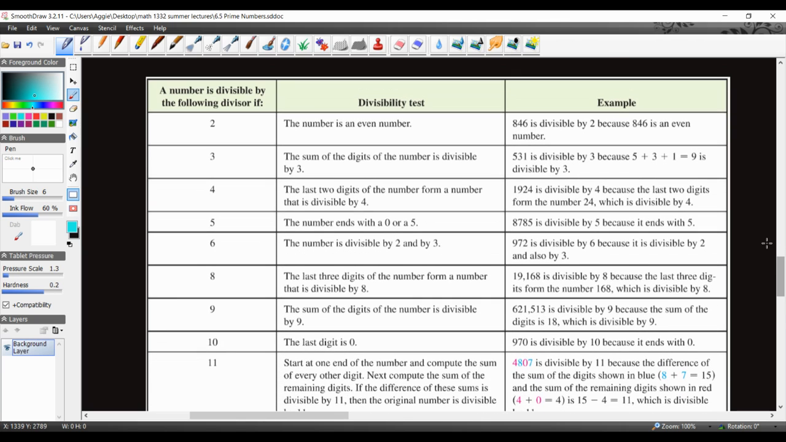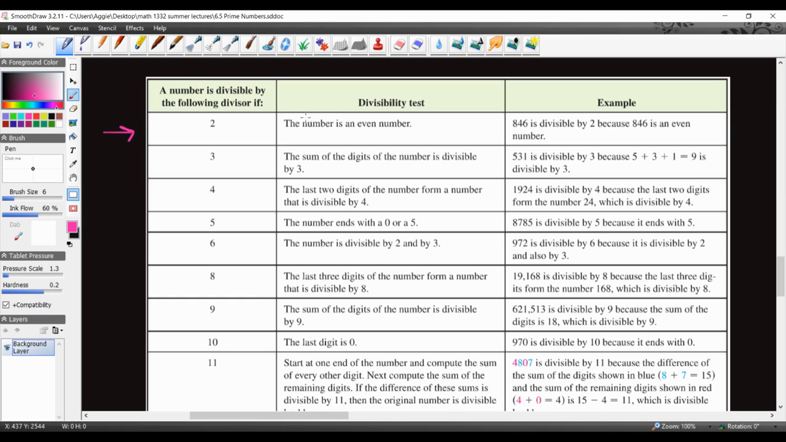Here is a table of divisibility tests that you can do so you don't have to do so much work. Obviously, if you have a calculator, you can just keep plugging numbers in and checking. But these are cool because they give you tricks, so to speak, on how to tell if something is divisible by one of these numbers. I'm not going to go through all of them because there's quite a few. Some of them are self-explanatory.